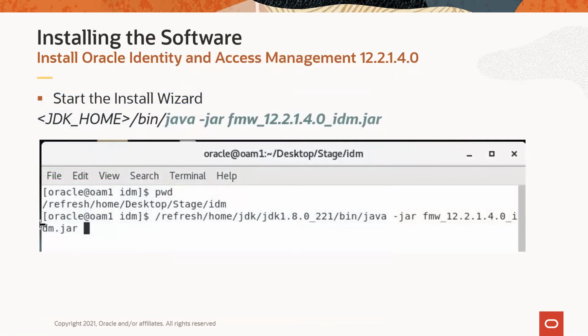Now we're going to install the Oracle Identity and Access Management 12.2.1.4.0 software. Remember the JDK location used for the infra install, as we will use it again for the Oracle Identity and Access Management install. Step 1, change to the directory where the Fusion Middleware 12.2.1.4.0 idm.jar software is located. Step 2, execute the command as shown on this slide.